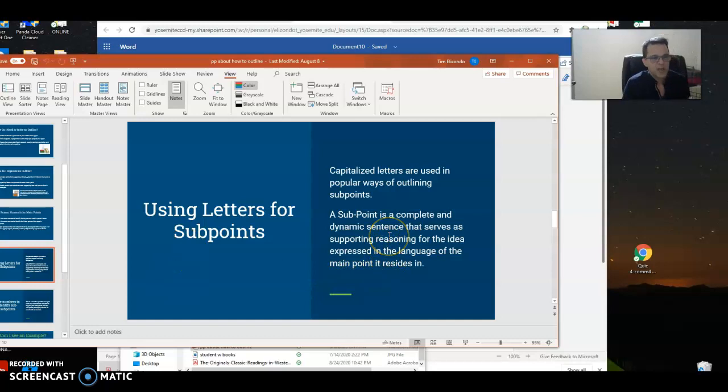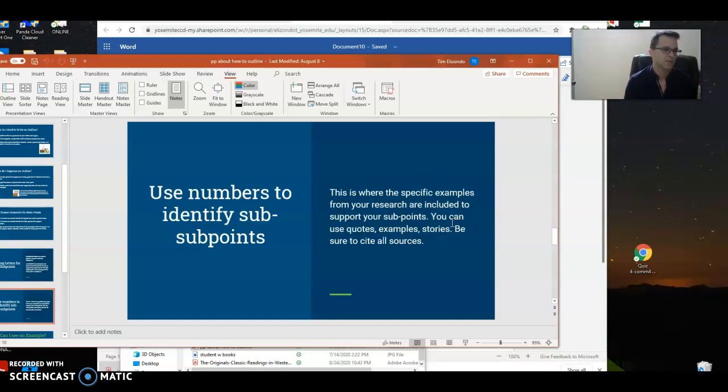Right, so the subpoints are going to be complete and dynamic sentences that serve as supporting reasons for the idea expressed in the language of the main point it resides in. So my main point was Iron Man's super important. That makes sense that my first subpoint would be the beginning of Iron Man starts in Iron Man 1, or the introduction of Iron Man into the MCU.